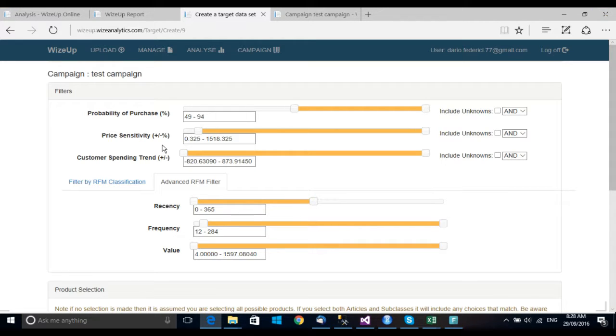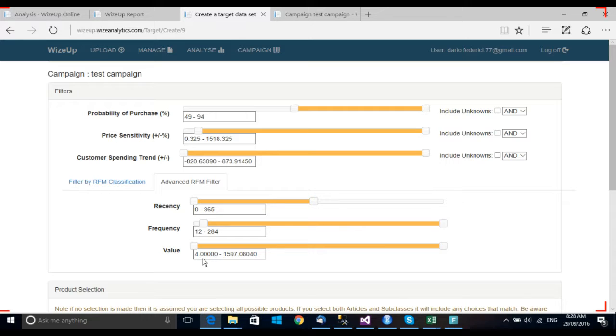Because we're looking to upsell customers, we only want to target people who are likely to purchase in the near future. Next, we're targeting people who have a positive price sensitivity. As you can see, we're only taking that small part out there. These people are price insensitive and are the most likely to accept an upsell.